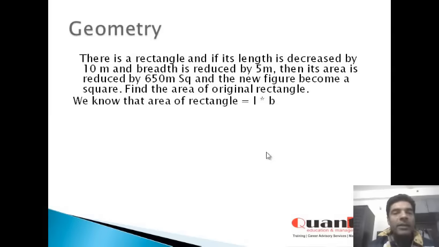Now if the area of the rectangle is L into B, and the area has reduced by 650, so L into B minus 650 will be equal to the new area, which is L minus 10 into B minus 5, which can be equated. On solving this, you will be able to get one linear equation, which is L plus 2B is equal to 140. Now it is also given that the new figure which is formed is a square, and the new sides will be L minus 10 and B minus 5.